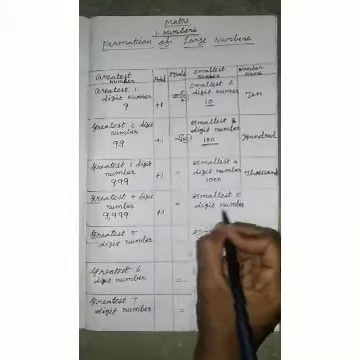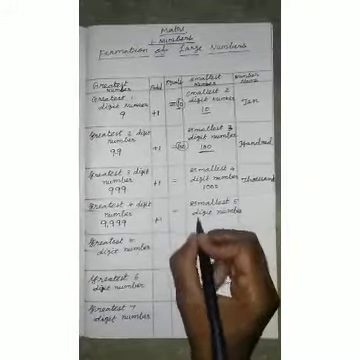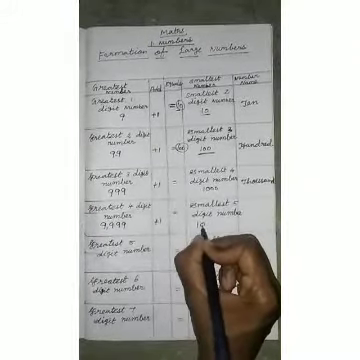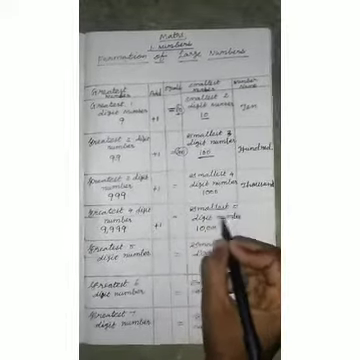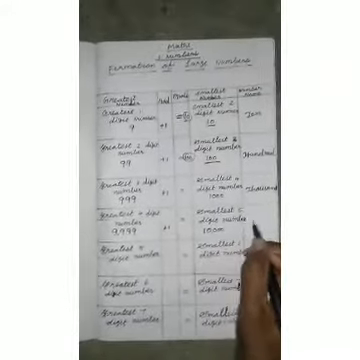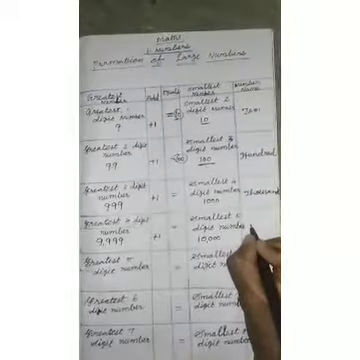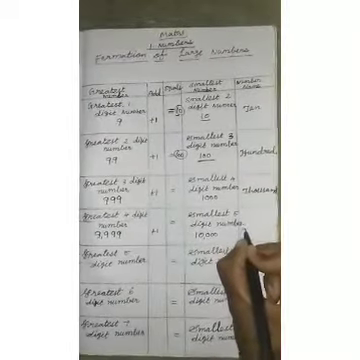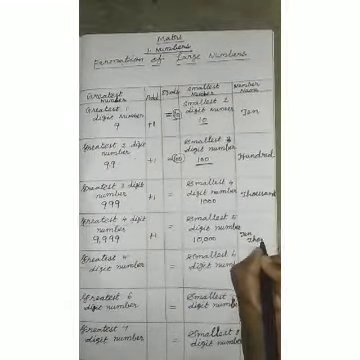What is the smallest 5 digit number? 10,000. So the smallest 5 digit number is 10,000. What is the spelling of 10,000? T-E-N T-H-O-U-S-A-N-D, 10,000.